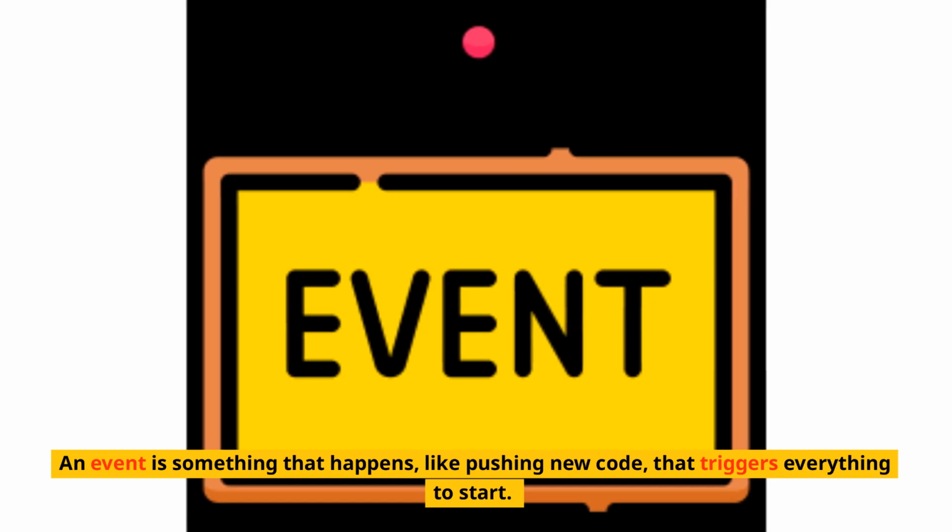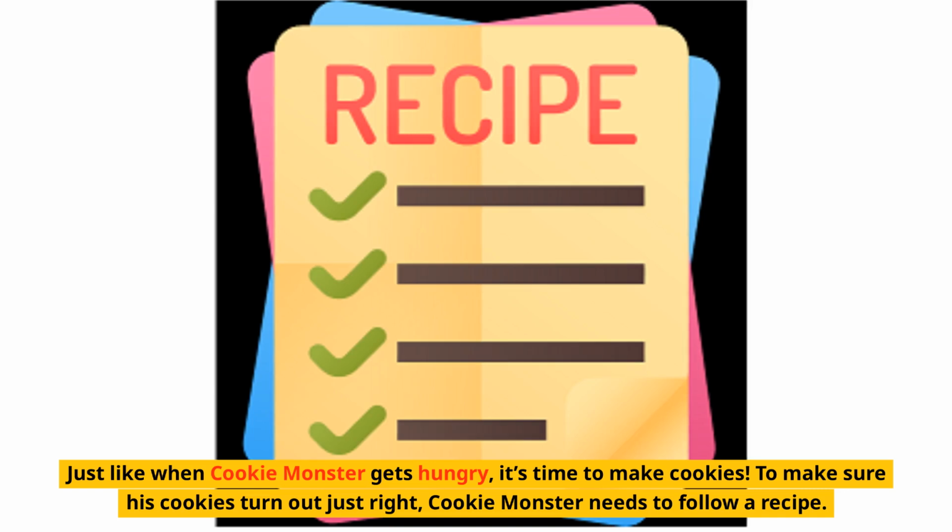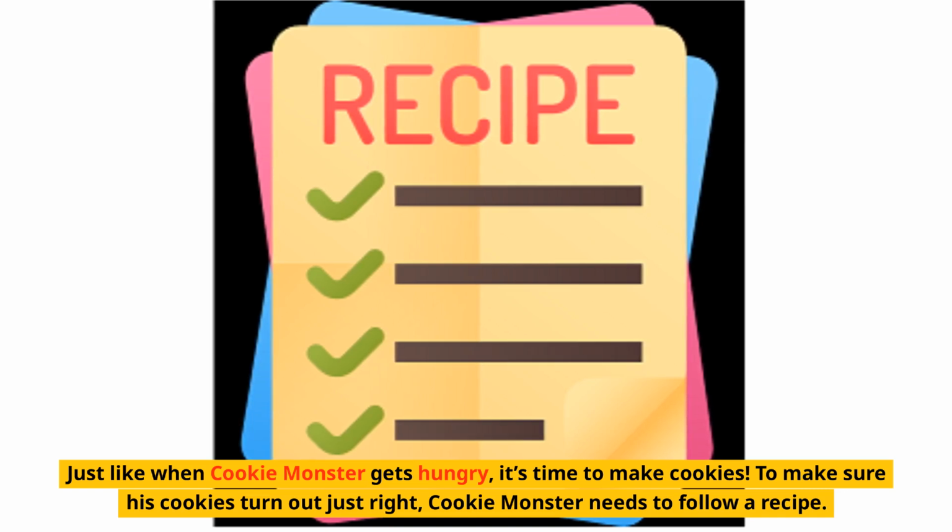In GitHub Actions, this is called an event. An event is something that happens, like pushing new code, that triggers everything to start. Just like when Cookie Monster gets hungry, it's time to make cookies.